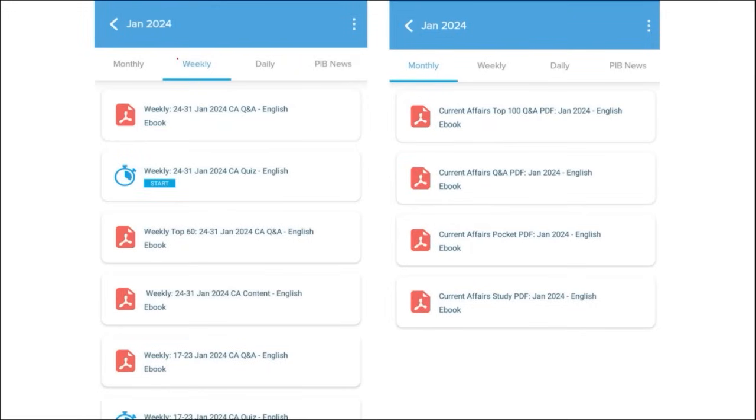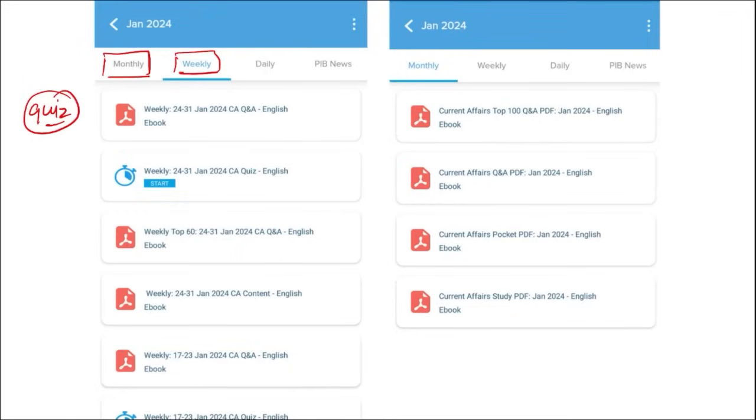Next comes our weekly content. The content is also provided in both English as well as Hindi, and here we also provide you a quiz of the past week's current affairs that will enhance your learning, as it is a compilation of the important topics and important MCQ questions for the last week.